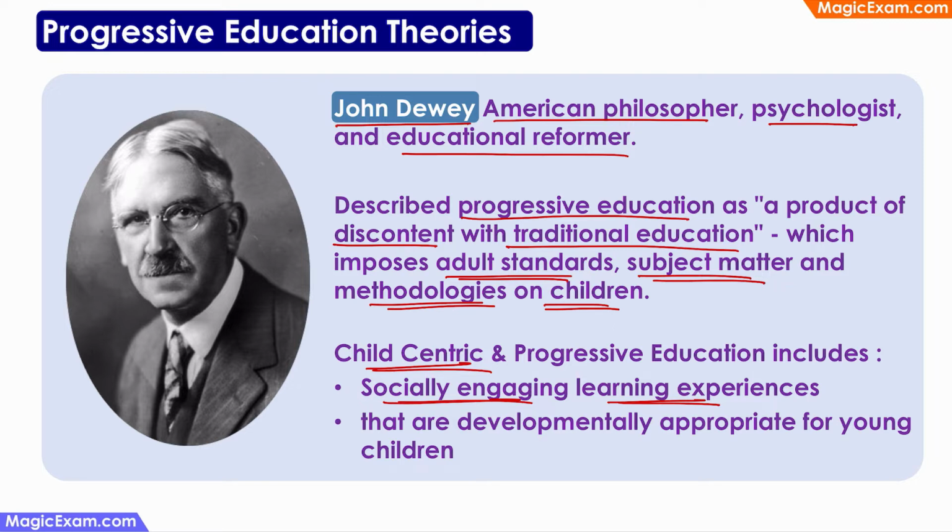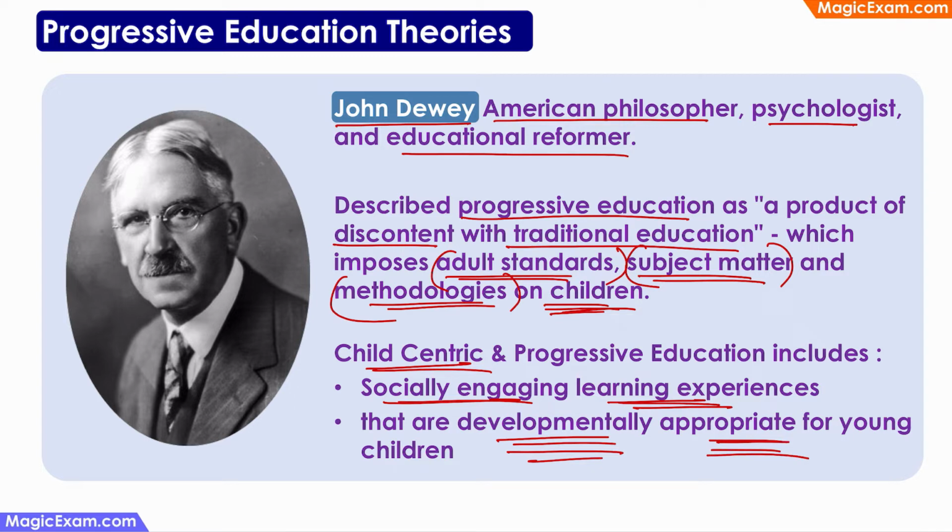And he says that these experiences and even the material that is being provided to children under the progressive education system should be developmentally appropriate for young children. That is, you should not try to use the same adult standards or adult subject matter or adult methodologies on children. For example, the textbooks that are meant for adults are usually very dry. They have very small print and they don't have any pictures, because adults are very comfortable in reading and understanding such textbooks. Whereas the textbooks meant for children are developmentally appropriate.